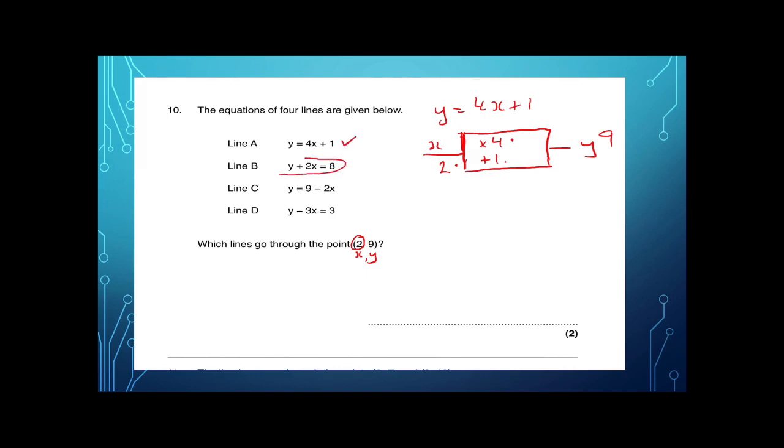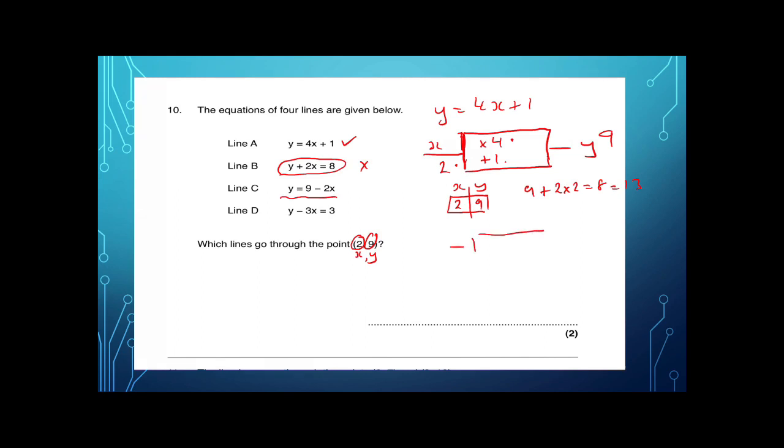Let's check on this one. y + 2x = 8. So let's do this with a table this time. x and y. So when x is 2, what does y equal? Sorry, I'm going to use 9. So those are the coordinates there, (2, 9). So 9 plus 2 lots of 2, does that equal 8? No, it doesn't. It equals 13. So no, that one doesn't work. y = 9 - 2x.